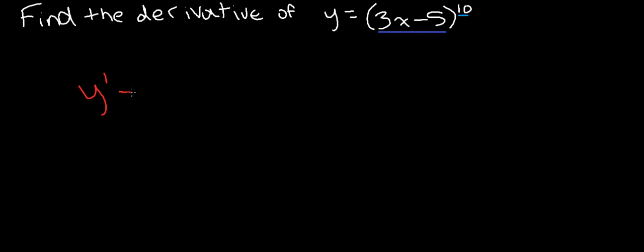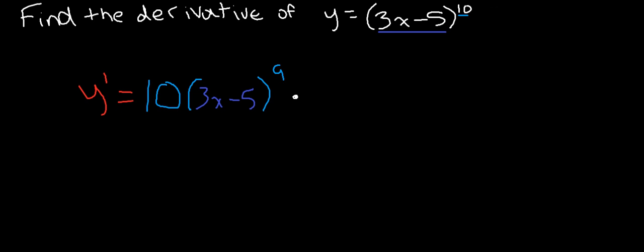So I'm going to say that y prime is equal to, we're going to peel off the furthest out layer of the onion, that's this power right here. So we're going to do the power rule on this whole thing. We're going to bring the 10 down because that's the power, and the power comes down to the front. But we're going to leave the inside unchanged. We're going to keep that 3x minus 5 the same, and not do anything to it. And just like normal power rules, we've got to reduce that power by 1.